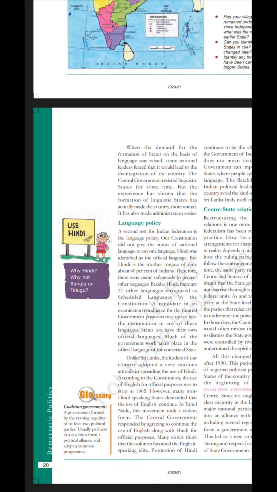Glossary. Coalition government: a government formed by the coming together of at least two political parties, usually partners in a coalition form of political alliance, who adopt a common program.